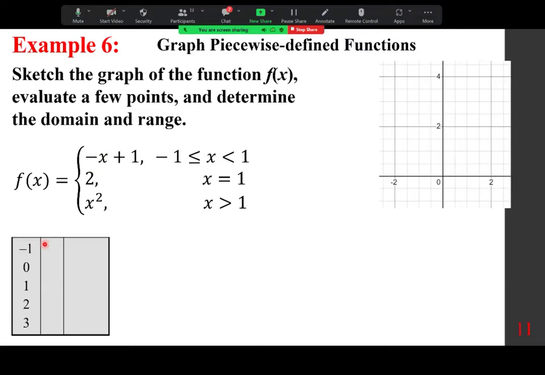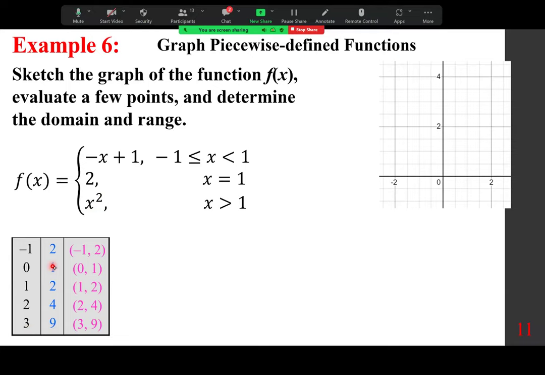If I want to put 0, it's between negative 1 and 1, so I'm going to put it here again. And 0 gives me 0 plus 1, 1. 1 is not here. I mentioned that 1 is 2. Okay, 1 is here. Okay, 2. For 2, x larger than 1 goes here. 2 squared is 4. 3 squared is 9. And we get those. Just in case we were to evaluate a few points. And honestly, if you put a few more points, you can graph it.